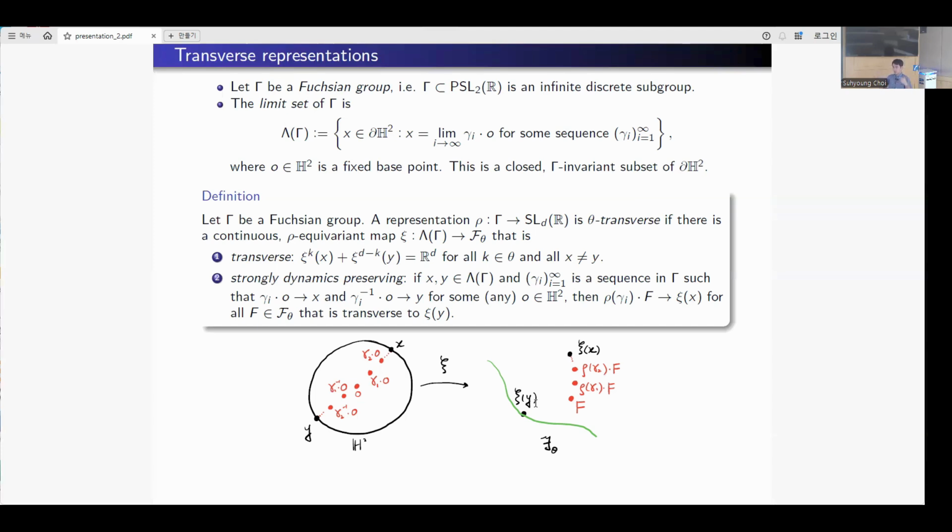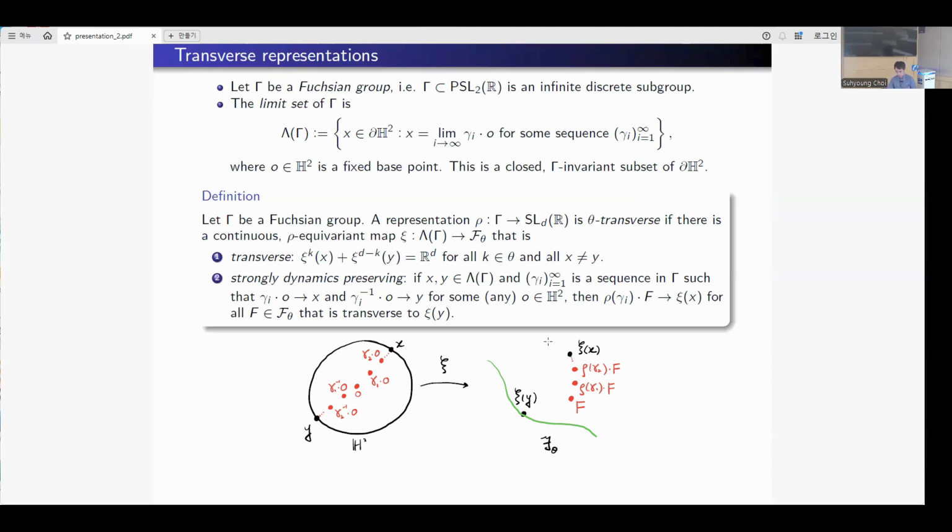So that's a small subset. Its complement is dense and open in the flag manifold. And if you take any f that is not on the green curve, so that is transverse to c_y, and you apply the rho gamma_i's to it, it needs to converge to c_x. So what is this?